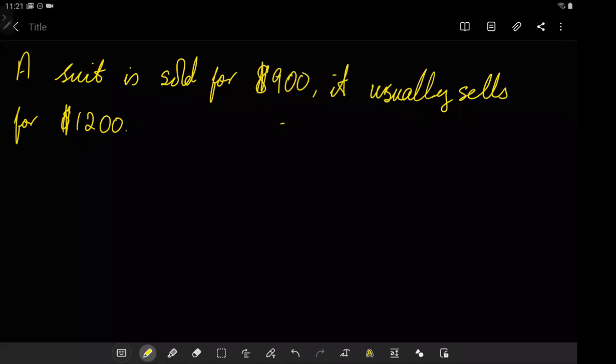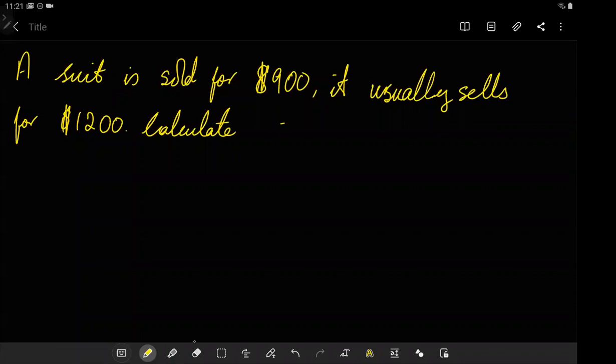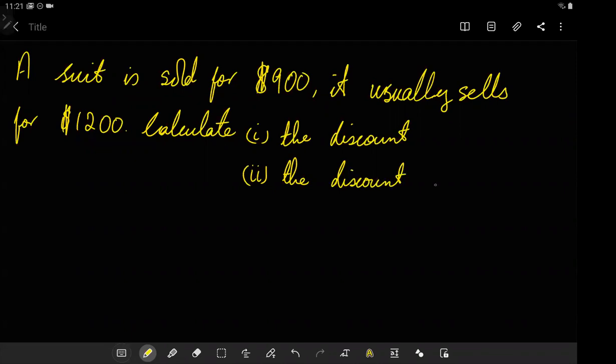They told us a suit sold for $900, and it usually sells for $1,200, and they want us to calculate the discount, and part two, the discount percentage. So the suit is sold for $900 and it usually sells for $1,200, and they want us to calculate the discount and the discount percentage.